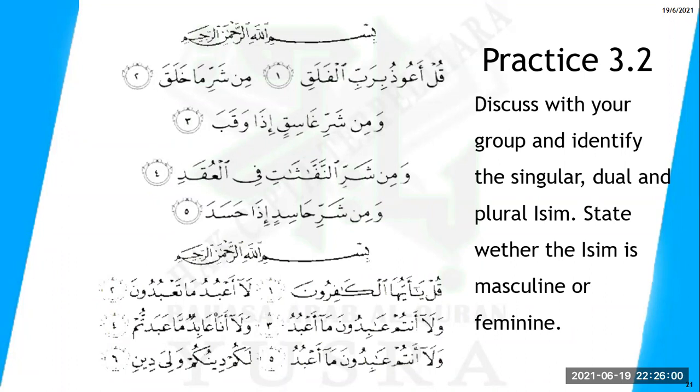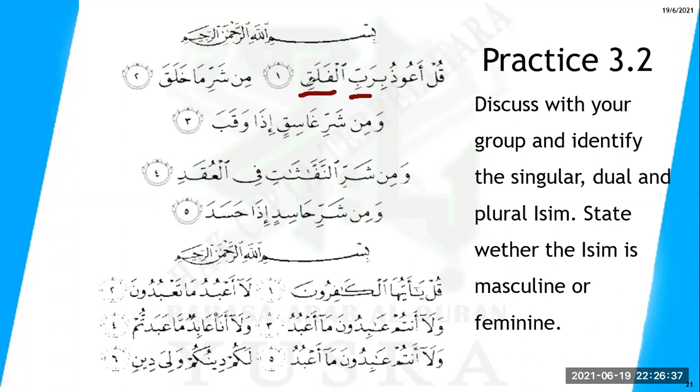Qul a'udhu birabbil falaq. Where's the isim there? Birabbi. Rabbi is an isim. Falaqi too is isim. Okay, let's discuss these two words. Is Rabbi singular, dual, or plural? It's singular. Is it masculine or feminine? It's masculine. Why do you say so? Because it doesn't have any tau maftuha or tau marbuta. Yes, correct. Alhamdulillah. That's how you can ask it.